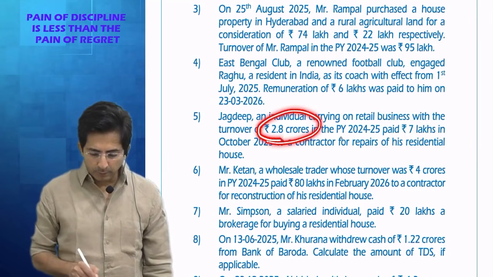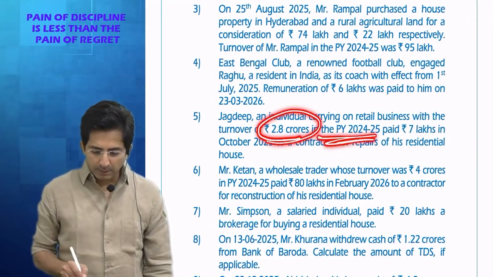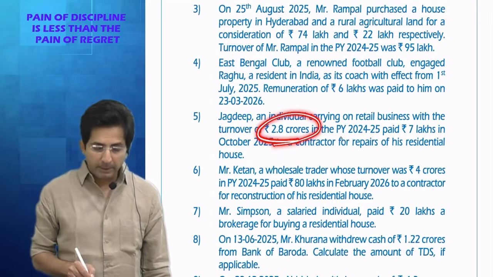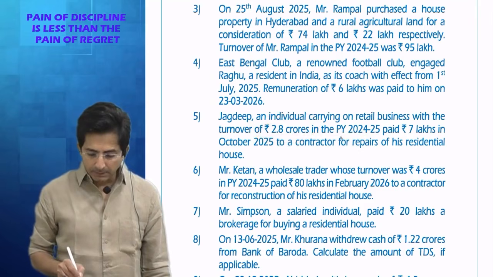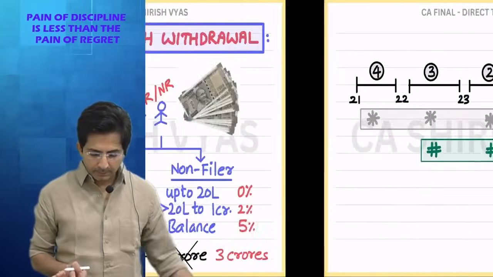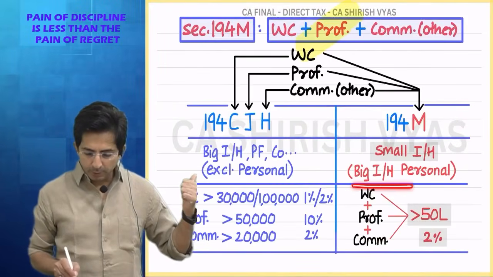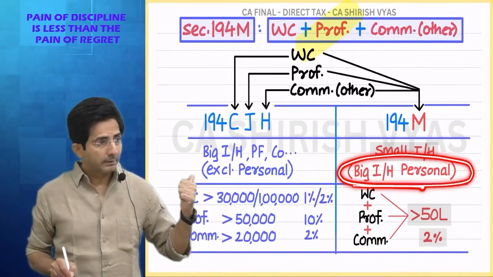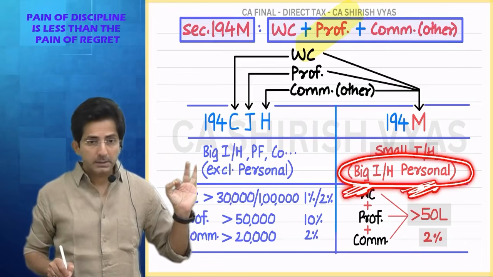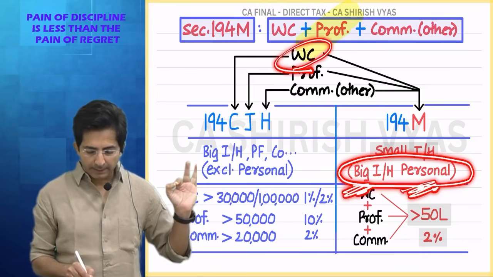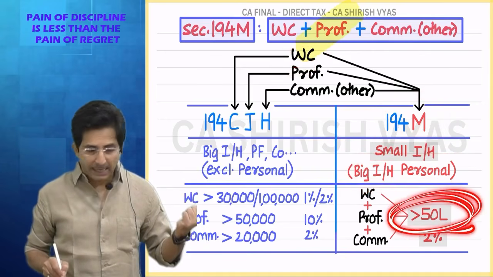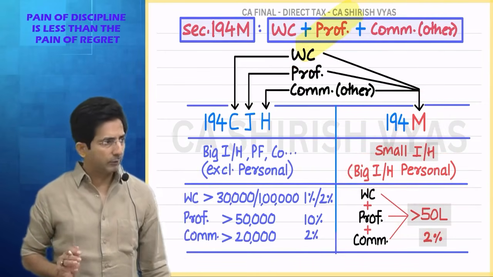And what was the use of turnover of last year? Turnover of last year is to decide whether he is a small individual or big. So this shows that he is a big individual and making a personal transaction. If you remember in the last lecture I told you, whenever a big individual makes a personal transaction, our question is precisely on big individual making personal transaction of works contract. So 194M was applicable, but since it did not cross 50 lakhs, TDS will not apply in our question.